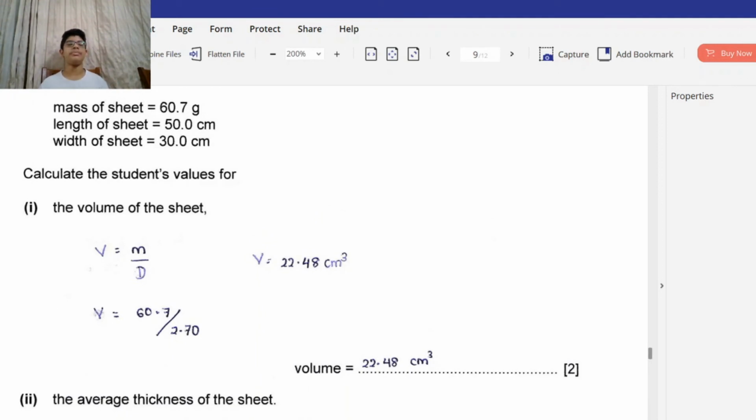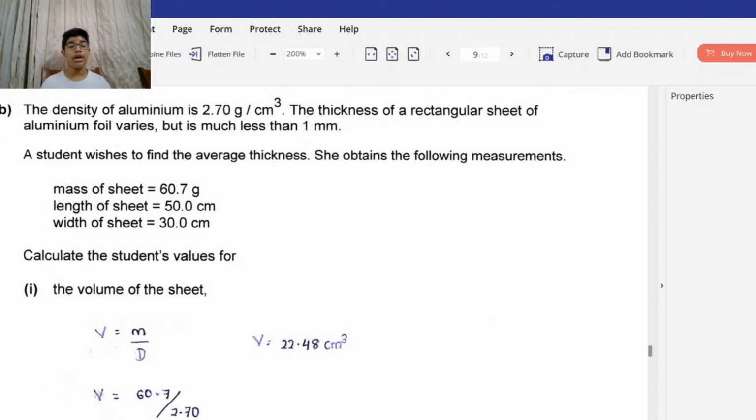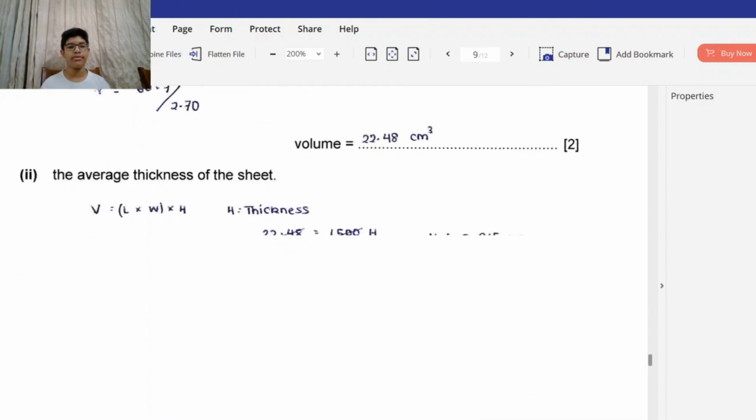Now remember, density is mass over volume, so volume is mass over density, basically if you cross multiply the formula. We're just going to take the mass, 60.7 grams, over the density, 2.7, and divide the two together, and we get that the volume is 22.48 centimeter cubed, or 22.5.